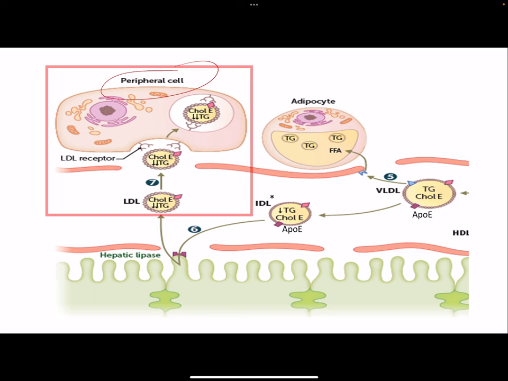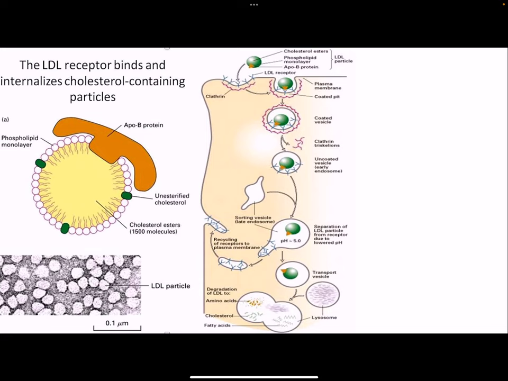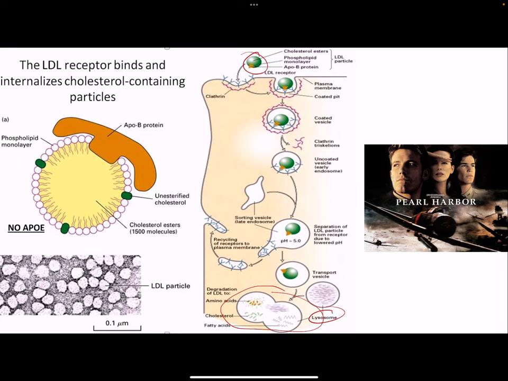And this is the same thing. This is just a picture of the LDL binding with the receptors, being endocytosed, and then being merged with a lysosome and just being absolutely degraded so that the cell can get the cholesterol. The whole idea is getting cholesterol there. Just to really take this home, it doesn't have ApoE. E is for exiting the bloodstream to the liver. This is exiting the bloodstream, but it's not going home. It's not going to the liver.